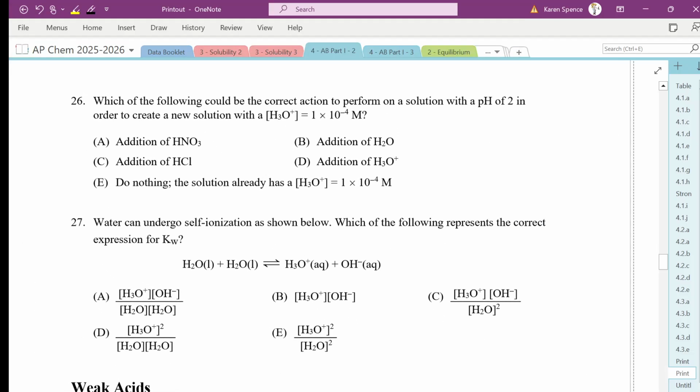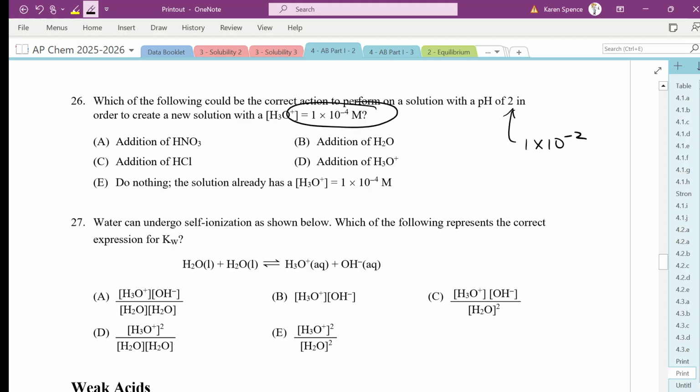Which of the following could be the correct action to perform on a solution with a pH of 2 in order to create a new solution with an H3O+ of 1.1 times 10 to the minus 4 molar? Okay, so we have a pH of 2, which is 1 times 10 to the negative 2. So we want to either dilute it or neutralize it.